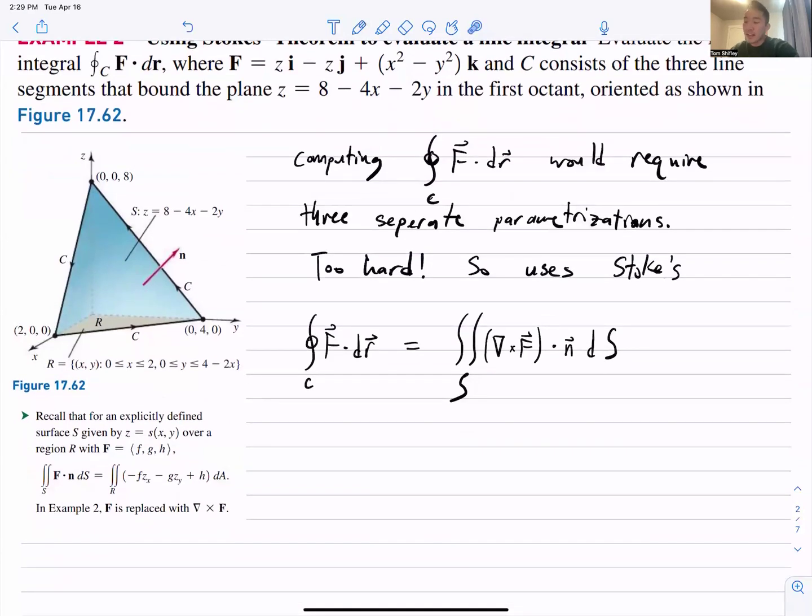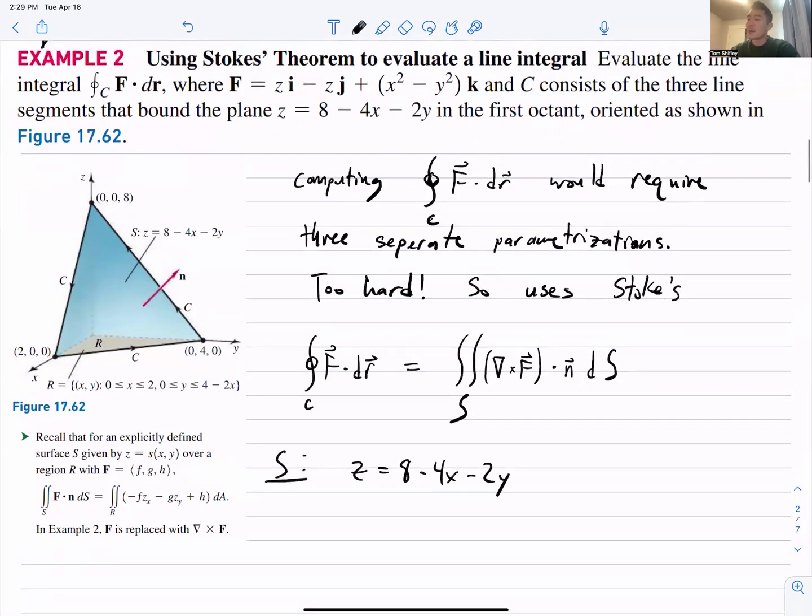And so the surface S is going to be this part of the plane, this little triangle in the plane that is bounded by the curve C. That's going to be our surface S. And so we need a parameterization for that surface S. And so S is the surface z equals 8 minus 4x minus 2y. That was what they gave us. They just gave us that plane equation.